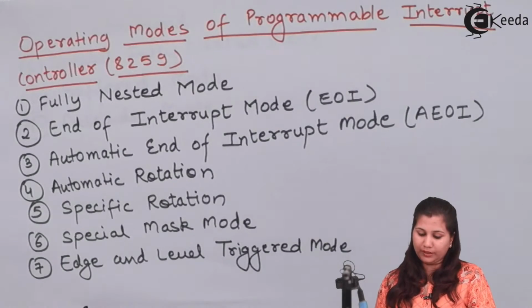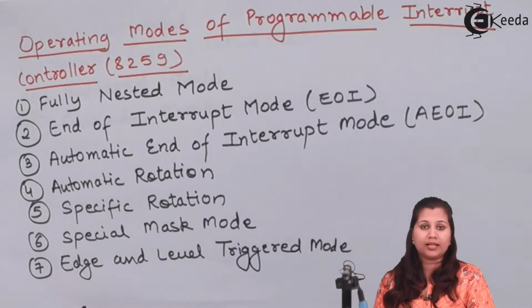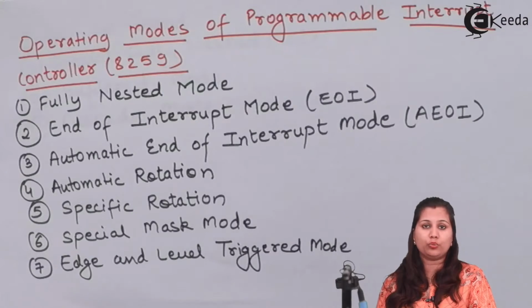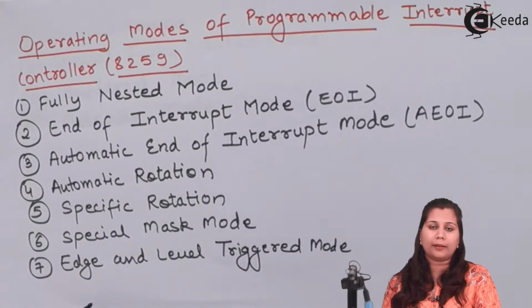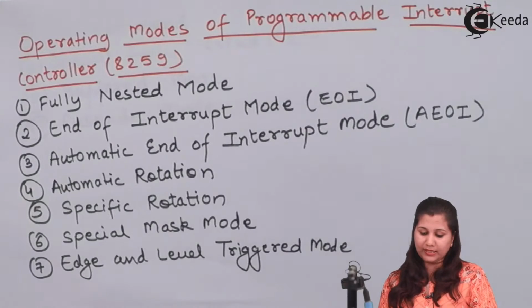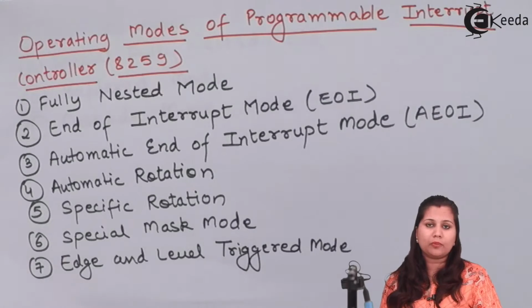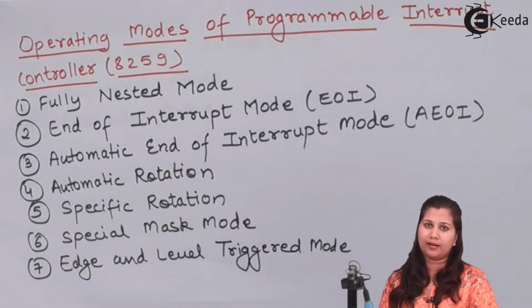So these various operating modes decide in which mode the 8259 IC is going to work, and these operating modes can be selected by setting or resetting the bits of the command words, the initialization command words and the operational command words, that is ICW or OCW. Let us study these operating modes of 8259 one by one. First we will start with the fully nested mode.